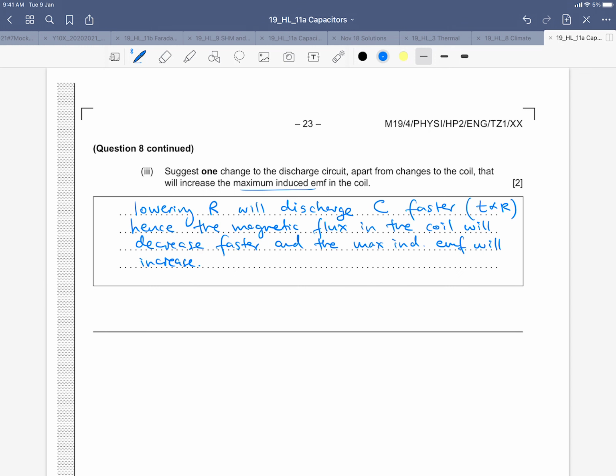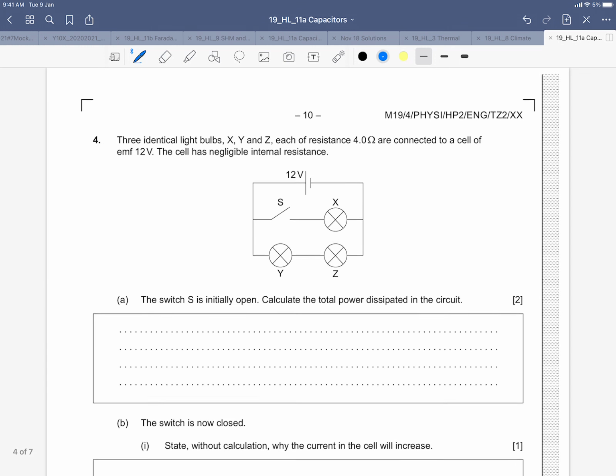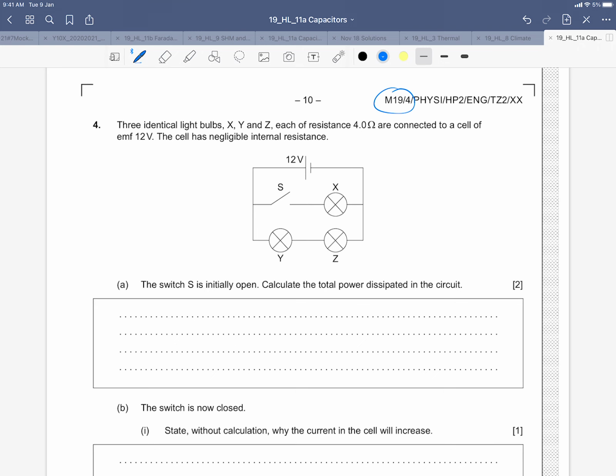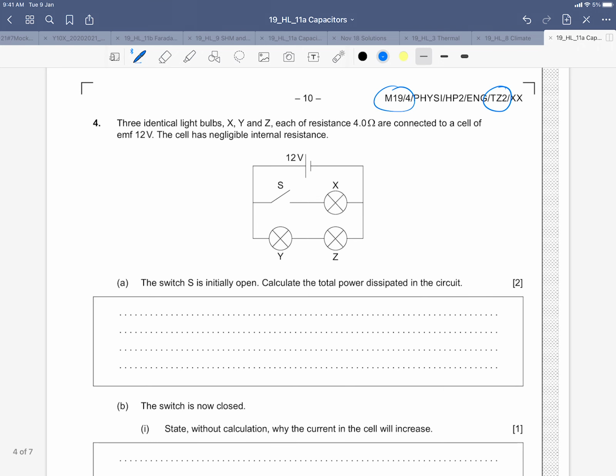Okay, that was main 19 time zone 1. Then let's move on to main 19 time zone 2. So here we have this problem. It starts off as a normal topic 5 electric circuit question. S is initially open. We have these identical light bulbs with a resistance of 4. Cell is 12, no internal resistance. So calculate the total power dissipated in the circuit.